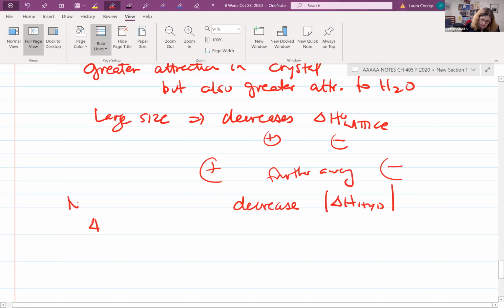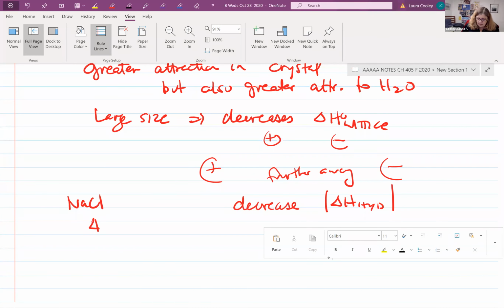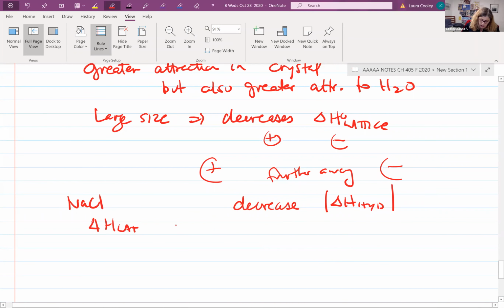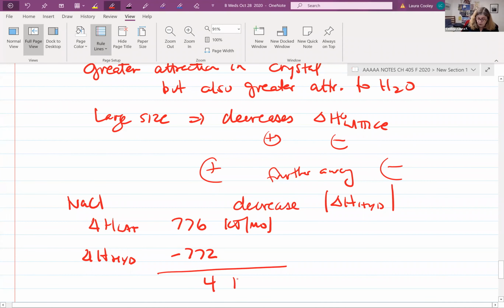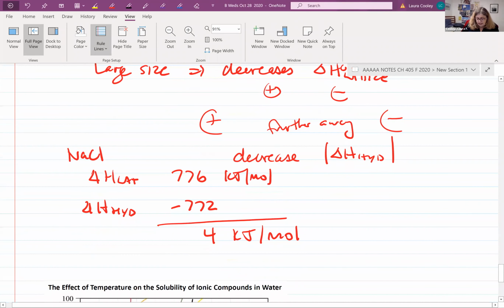Sodium chloride is a great example because they really do almost cancel out in NaCl. The delta H lattice for sodium chloride is 776. The delta H hydration is negative 772. So you add these up, you get 4. So it's very small. Okay.